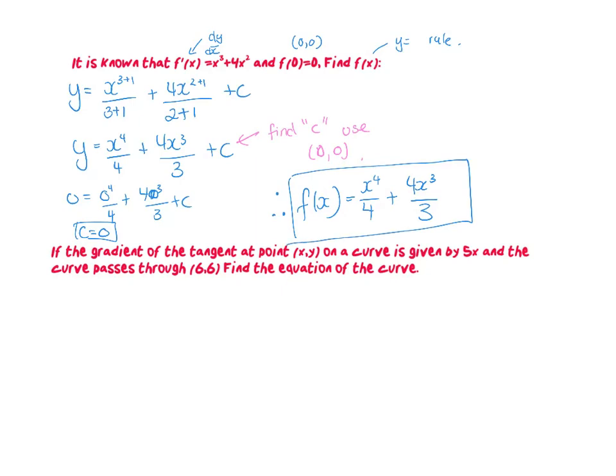Okay, I'm doing the second one. If the gradient of the tangent at point (x, y) on a curve is given by 5x, so they're telling you that dy/dx is given by that. It's another way of saying, at the tangent, if you had a curve and they're saying at that point you can find is given by that, that means it's the same thing. It's the same way of saying the derivative, and it passes through there. So we've just been given a point, find the equation.